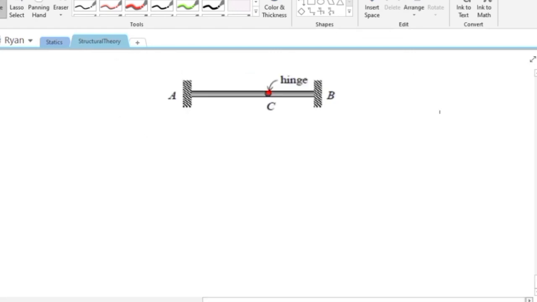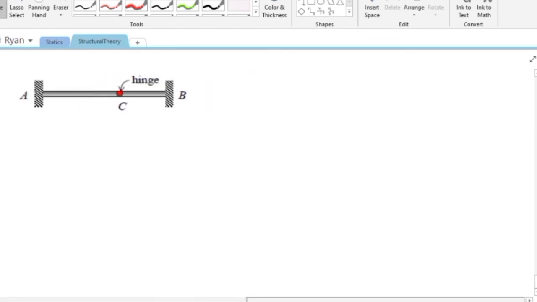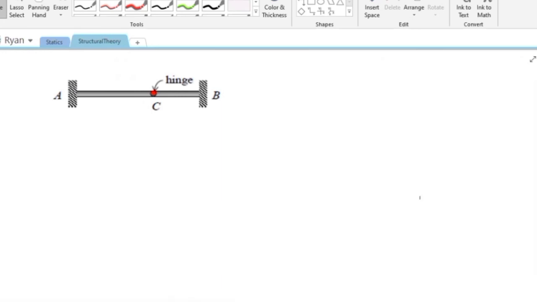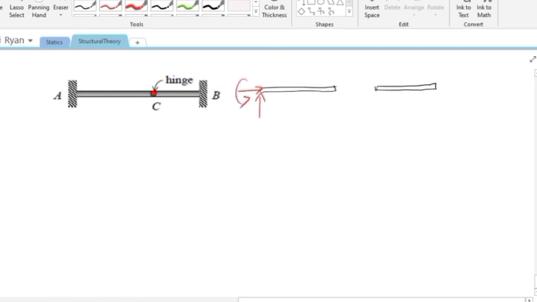Okay, so another example here. Gagawin natin ay i-isolate muna natin yung member. So, i-isolate natin yung mga members and we have two members here. So, for the reactions, we have 3 reactions at point A kasi yan ay fixed. So, we have 3 here. And sa internal hinge, we have 2. And sa point B, we have 3.